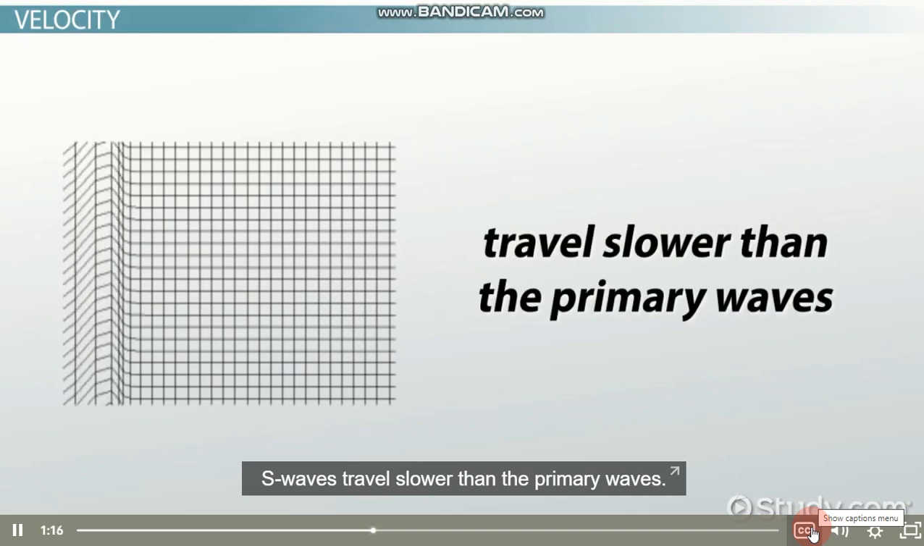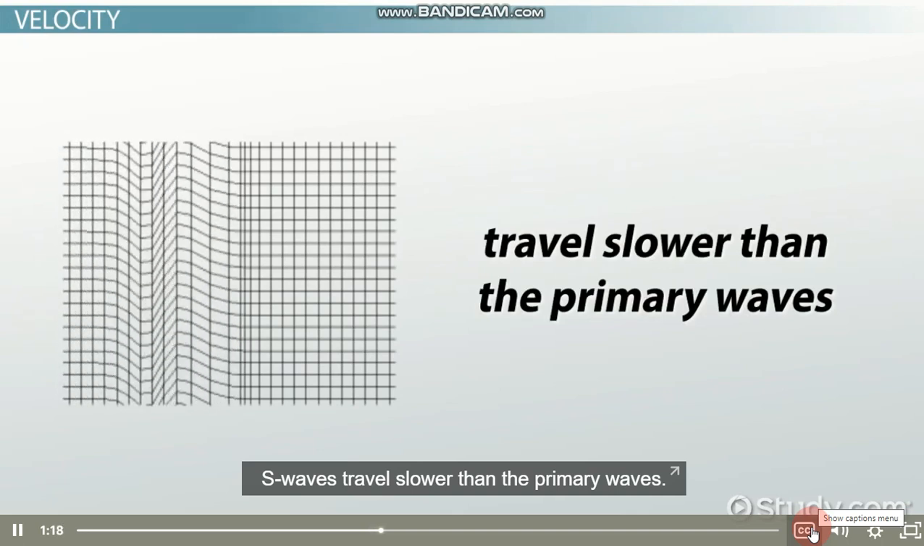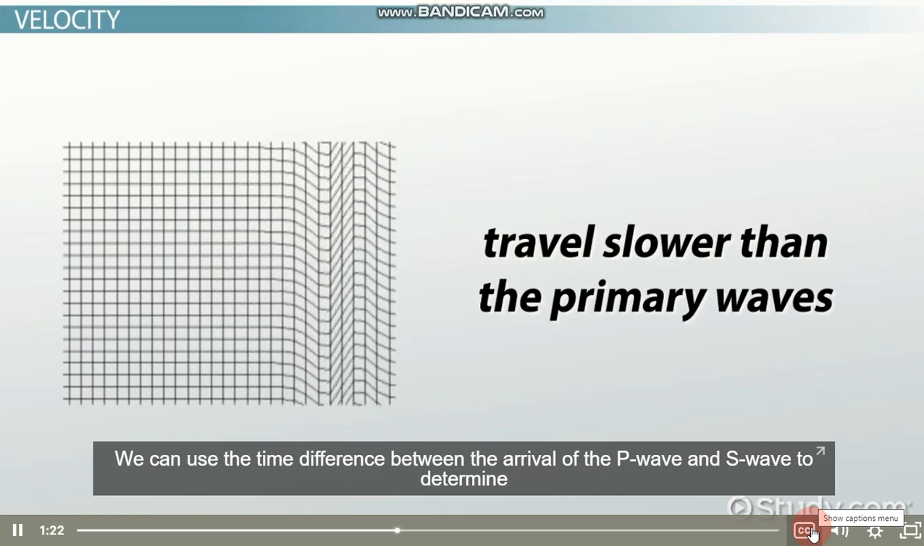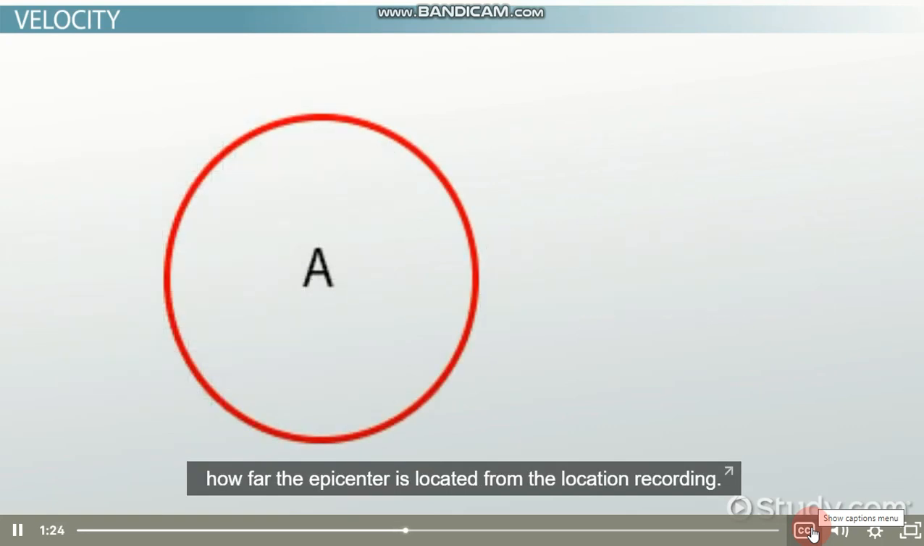S waves travel slower than the primary waves. We can use the time difference between the arrival of the P wave and S wave to determine how far the epicenter is located from the location recording.